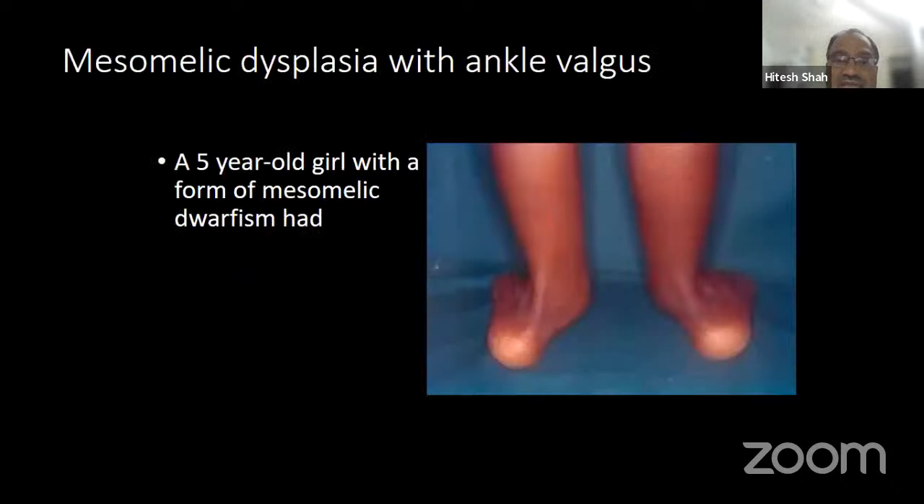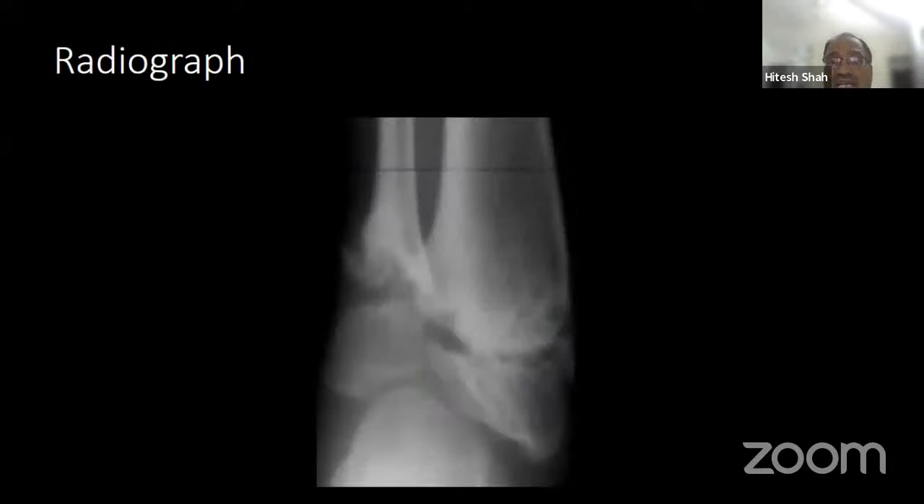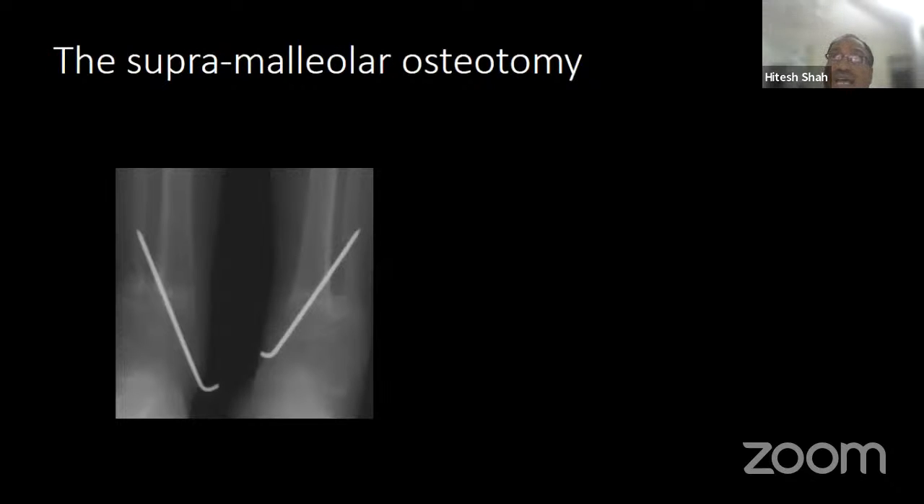Third case, a child presented with a severe type of mesomelic dysplasia, where the tibia and fibula were short, presented with severe ankle valgus. We see on the deformity planning the wedge-shaped distal tibial epiphysis with proximal migration of the fibula, with very differential growth of the tibia and fibula, and because of that, along with the growth abnormality of the tibia, it went into severe ankle valgus.